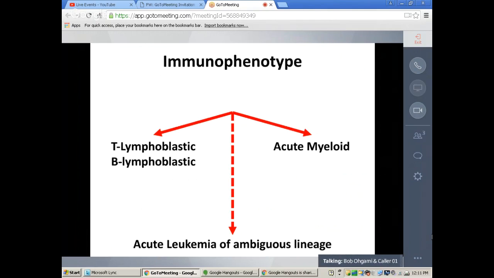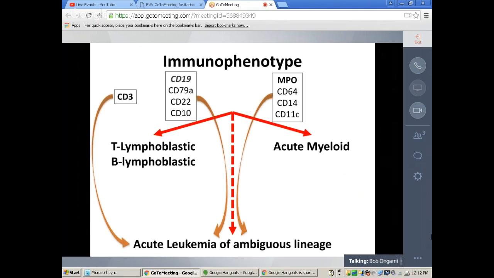So, immunophenotype can help us get into our categories, our larger subheadings of acute leukemia. CD3 again for T, and then other markers for B, and MPO and some other myeloid markers, if you have multiple of them, for acute myeloid. And then if you have combinations of those or none of those, you might enter into the acute leukemia of ambiguous lineage.